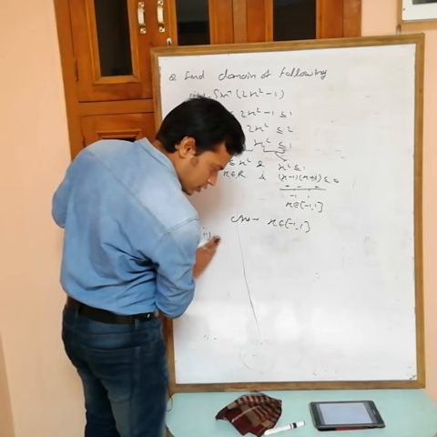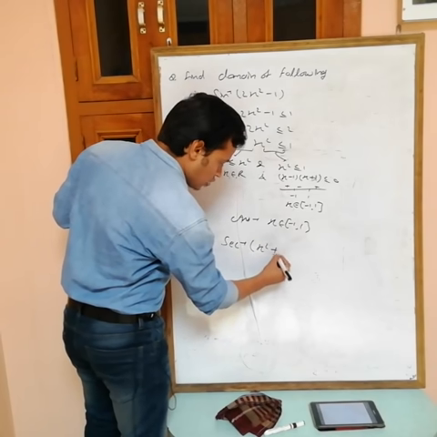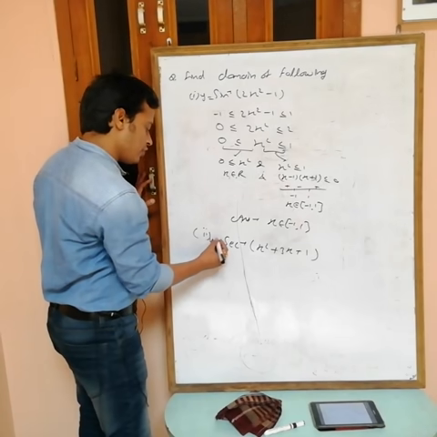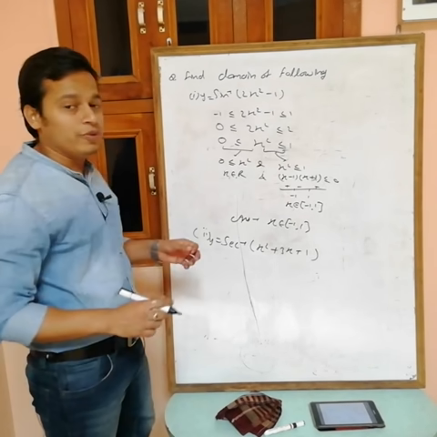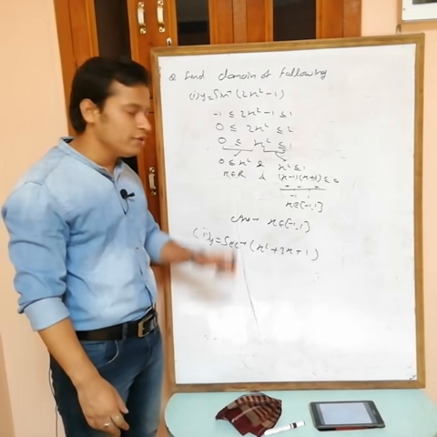Now the next one: y equals sec inverse of x square plus 3x plus 1. Now I want the domain of this one, which means the values of x. Now apply the condition for sec inverse.